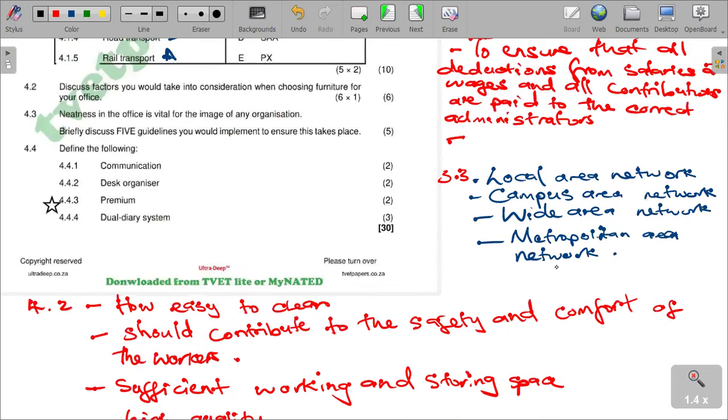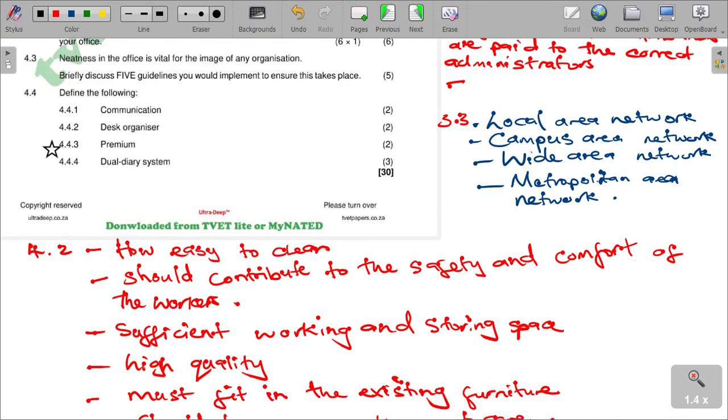Right. Let's move on to question 4.4. Define the following. Communication. Communication is a two-way process whereby the sender transmits a message through a channel to the receiver, who in turn gives a feedback. Or we can say it is the verbal and non-verbal sharing of information.